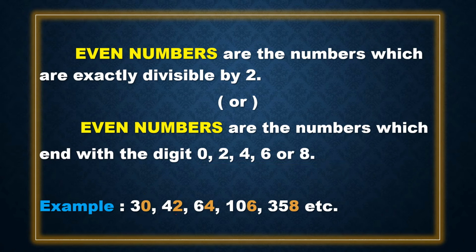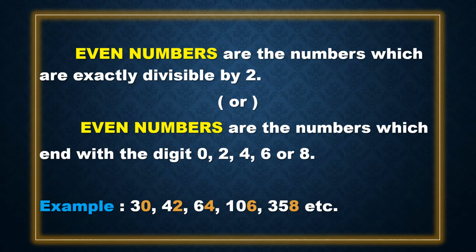Here 42, the units digit is 2, so it is there in this set. Here 4, it is there in this set. Here 6, so it is there in the set. And here last digit is 8, so it is also present in this set. So these numbers are all even numbers.